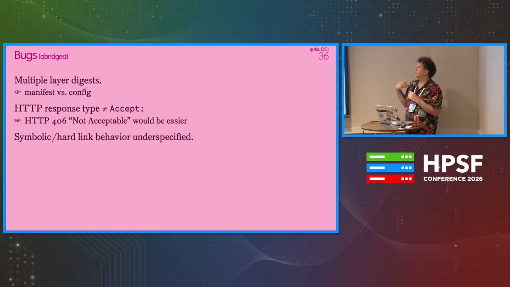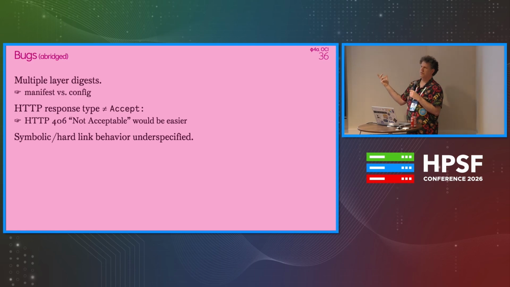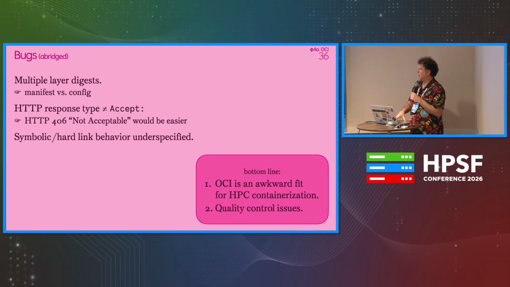You can get HTTP responses that are not of the things you said you were accepting. This doesn't actually violate HTTP, which was surprising to me, but I would much rather get a "not acceptable" than some other response with content I wasn't expecting. Symlinks and hard links are really difficult. That behavior is unspecified or underspecified. So the bottom line in my view is that OCI is an awkward fit for HPC containerization.